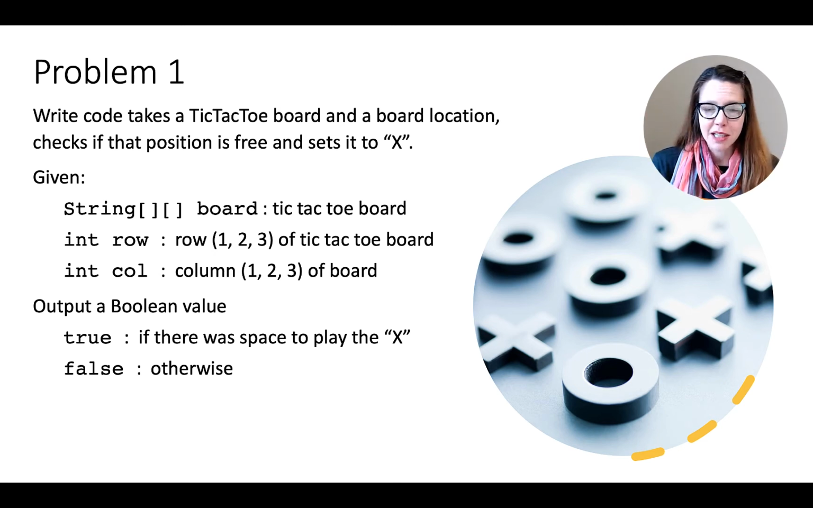If there is space for us to play, then we want to place our X in that position. So we decide which row and column we want to try, we check if it's free, and we place the X there. So given a two-dimensional array board and the row and column that we'd like to play on, challenge yourself to output a Boolean value, true or false, depending on whether or not there's space to play the X.